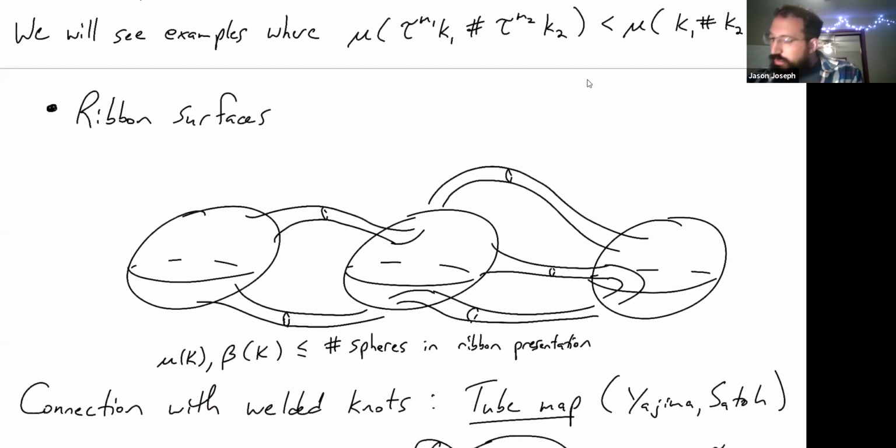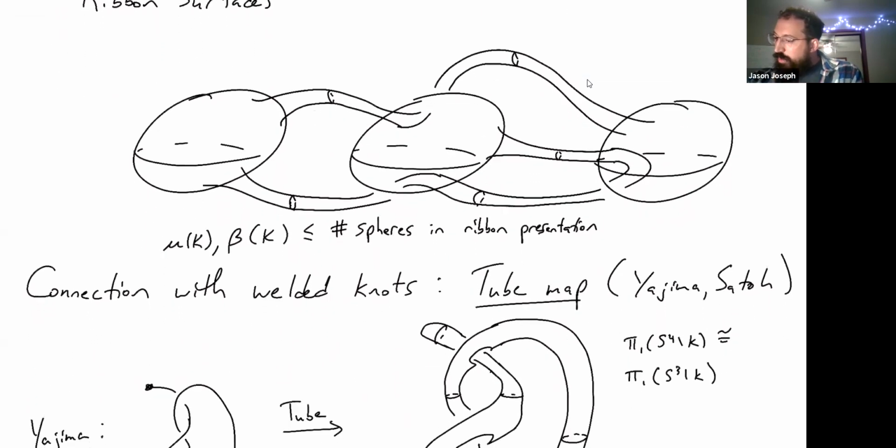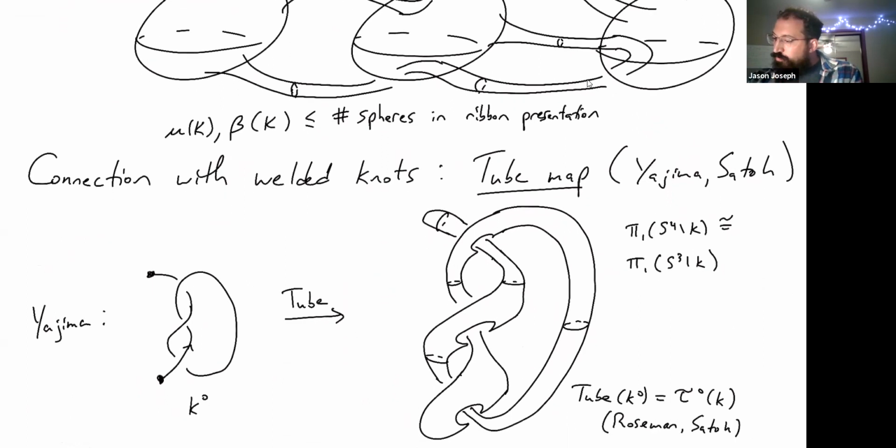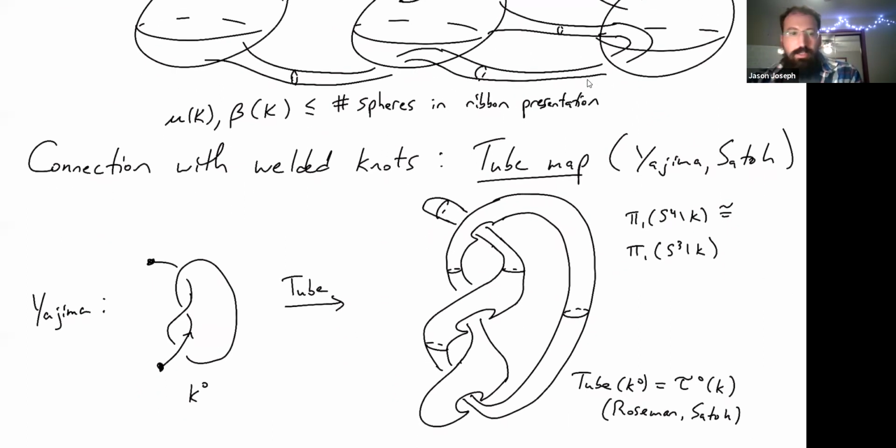So there's a connection I should mention with the welded knots where Yajima was the first to do this, where you take a classical arc or a knot and you tube it. So it makes a ribbon surface, and he noticed that the group of the complement of the knotted surface was the same as that of the classical knot.